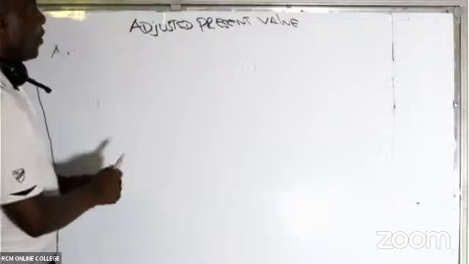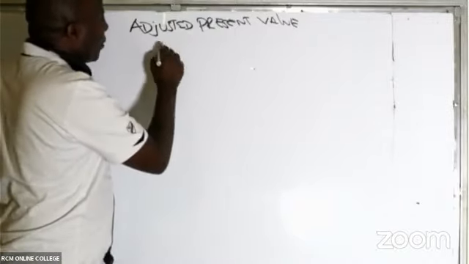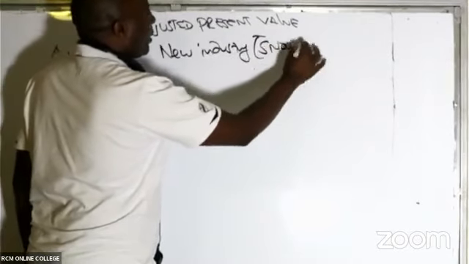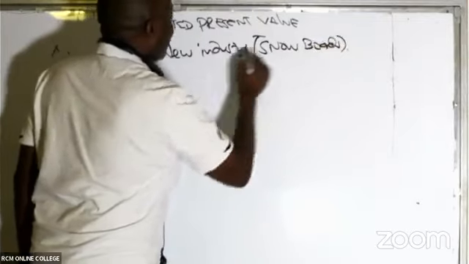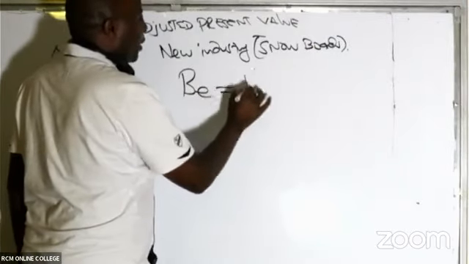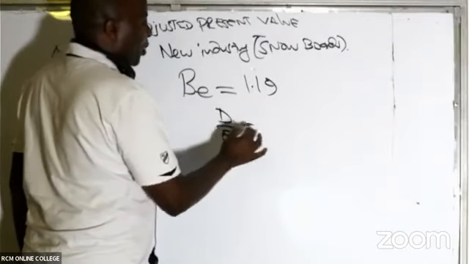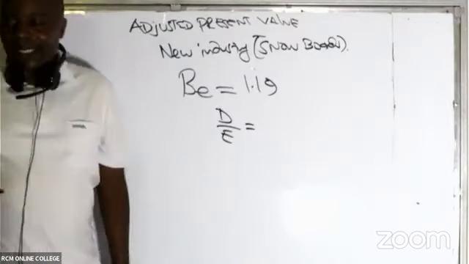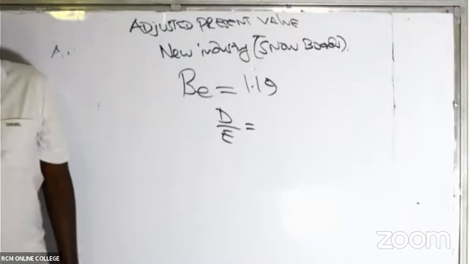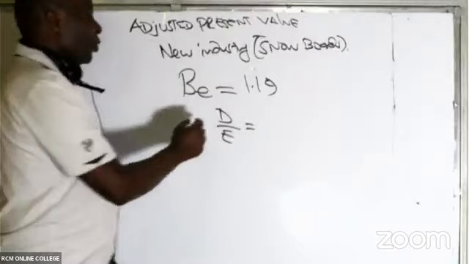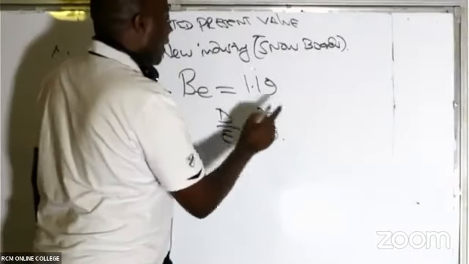So in the new industry, what do we have there? This new industry, which in this case is the industry of snowboards, has a beta equity of 1.19, and it has a debt to equity ratio that I've forgotten, of 30 to 70. So debt is 30 to 70.